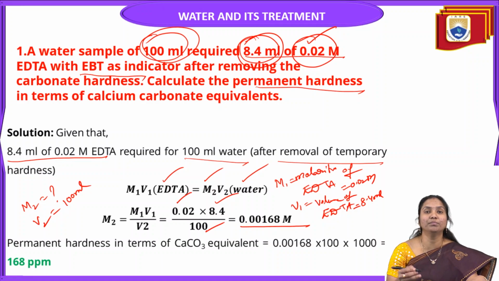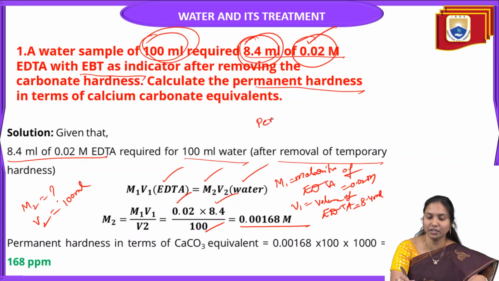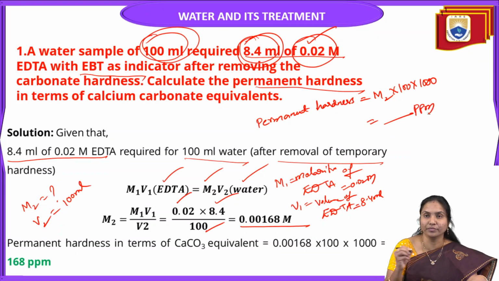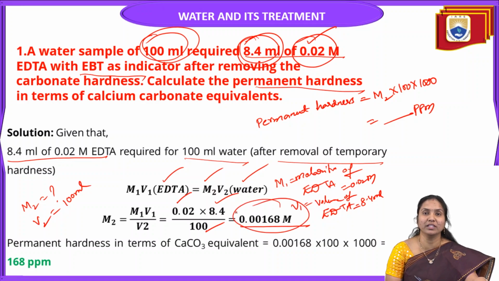So, permanent hardness in terms of calcium carbonate: how can we calculate the permanent hardness of water? Its formula is permanent hardness equals M2 into 100 into 1000, in ppm. Here M2 means the molarity of the given water sample. Just now we calculated that value: 0.00168. So we can substitute it in this formula.